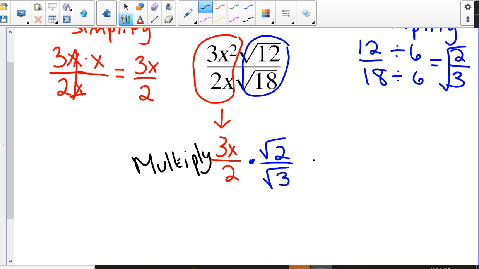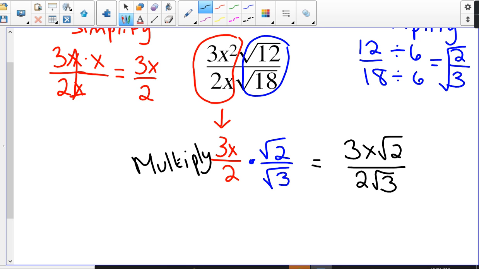And when we multiply 3x times root 2, we can't multiply the 3 and the 2 because one's in the radical, one's out of the radical. So we're just going to write 3x root 2. That's it. And then on the bottom, 2 times root 3 again. Can't multiply 2 times 3 and get 6 because one's outside the radical, one's inside the radical. They mean two different things. So it's just 2 root 3.